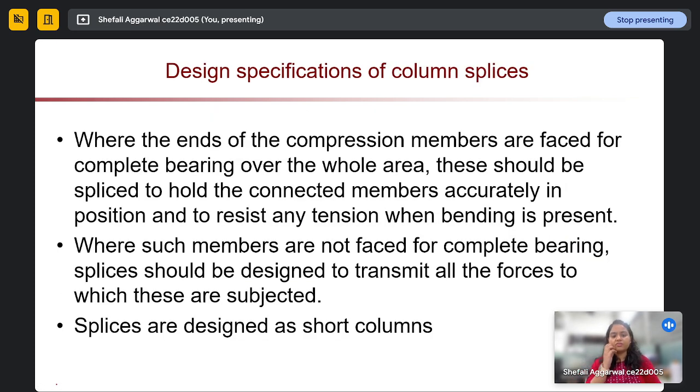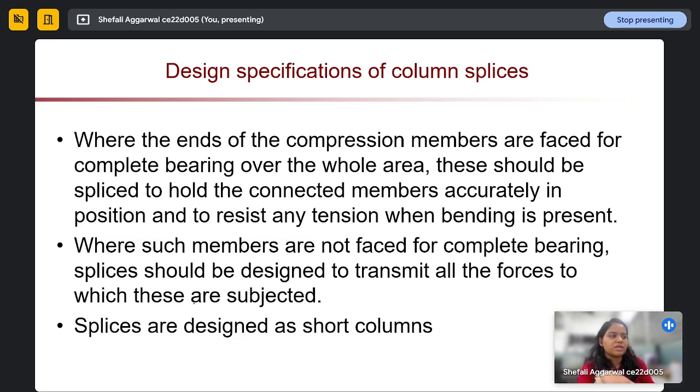So what are the different design specifications of column splices? This is exactly the same as what was in sir's slides. Where the ends of compression members are faced for complete bearing over the whole area, the splice should hold the connected members accurately in position and resist any tension when bending is provided. When such members are not faced for complete bearing, splices should be designed to transmit all the forces to which they are subjected.